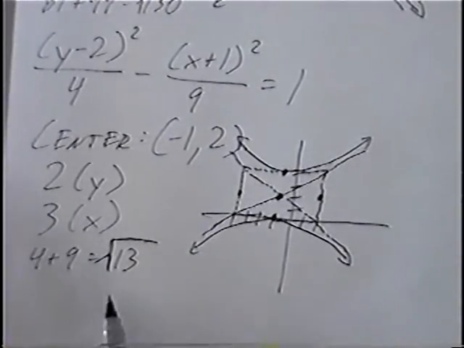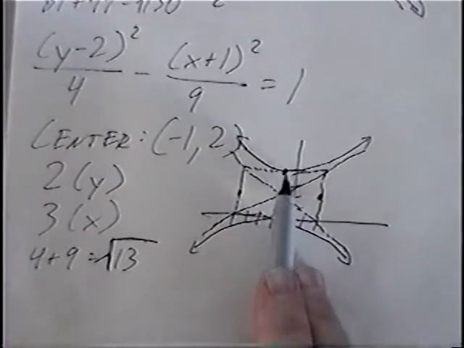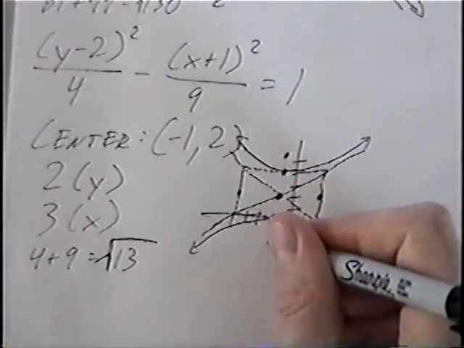For the foci, square root of 13, it's a little bit more than 3. In the y direction, we went 2 spots up, so the foci would be just above 3 spots in each direction. And that would be the graph for the hyperbola.